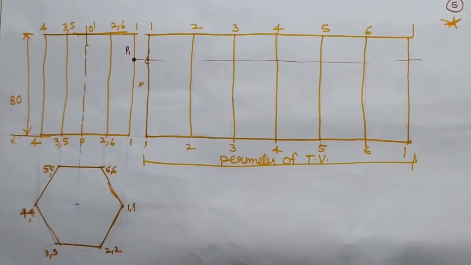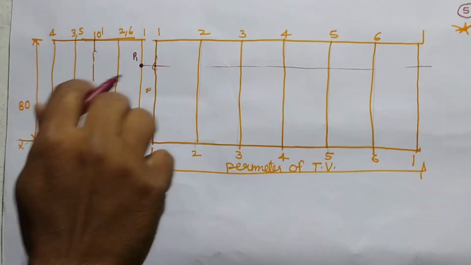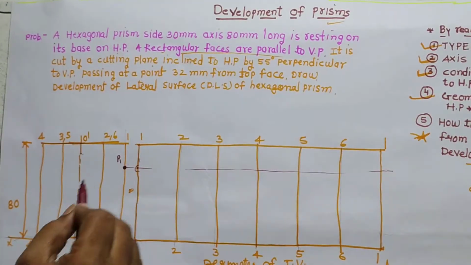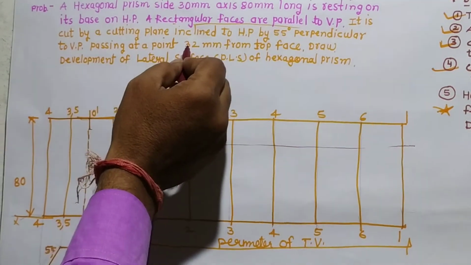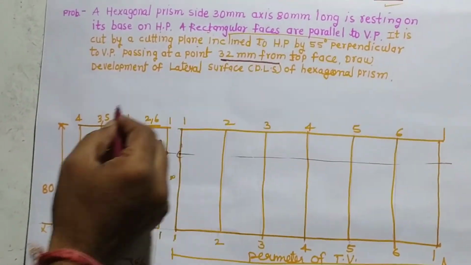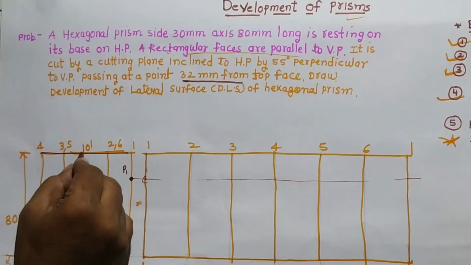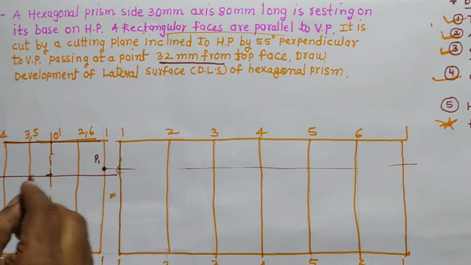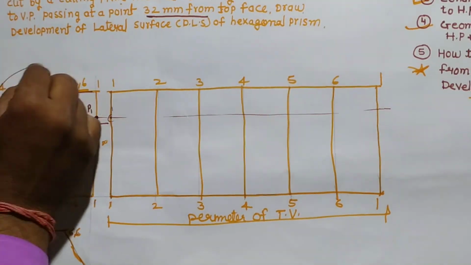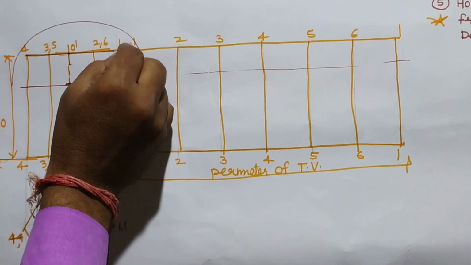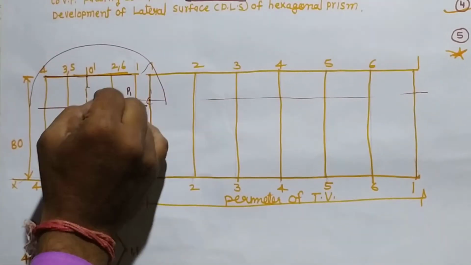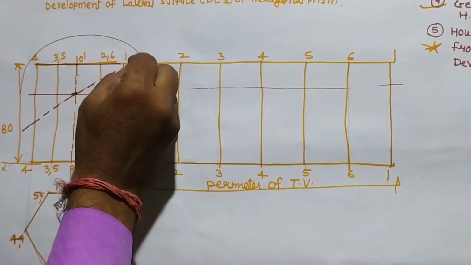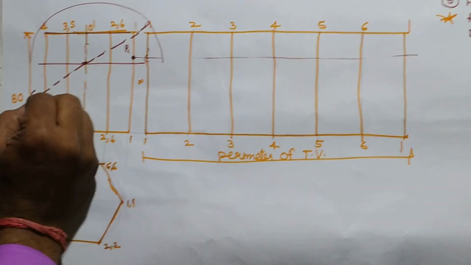Now in this problem they have given the action of the cutting plane. It is cut by a cutting plane inclined to HP by 55 degrees, perpendicular to VP, passing at a point 32 mm from the top face. This is the top face. Take a distance of 32 mm, draw the horizontal line. Take a protractor. Angle 55 degrees. And this is the angle 55 degrees here. This is the cutting plane action.